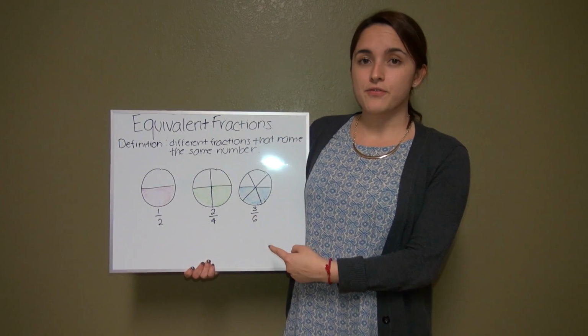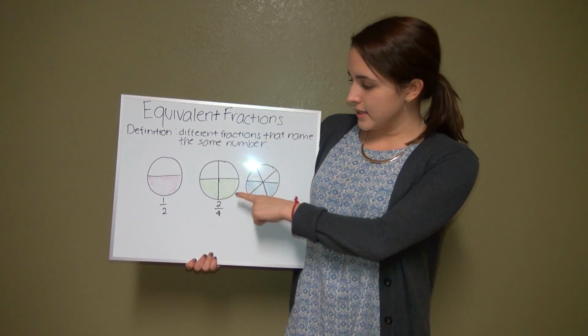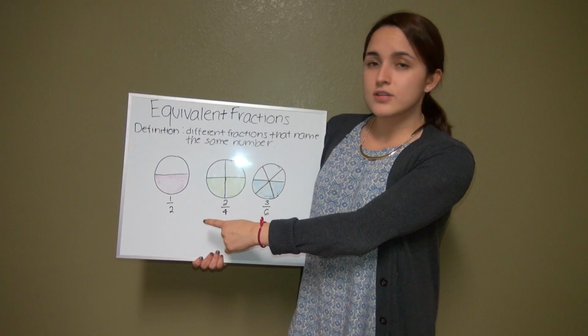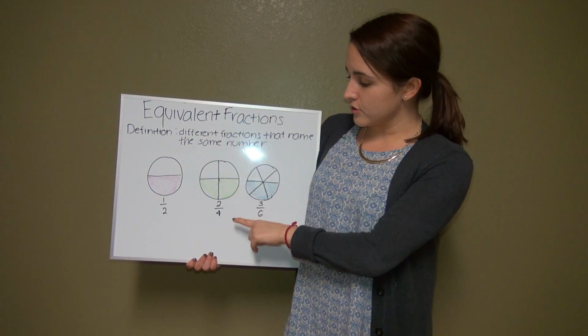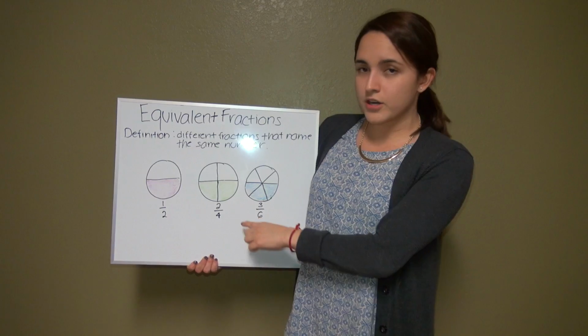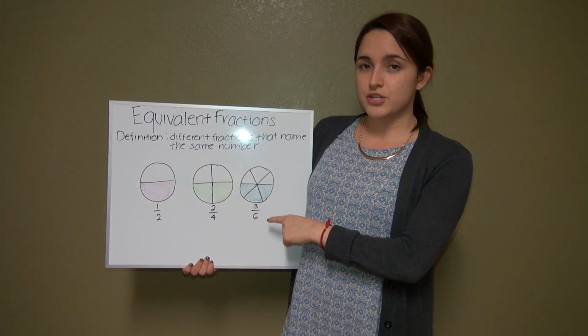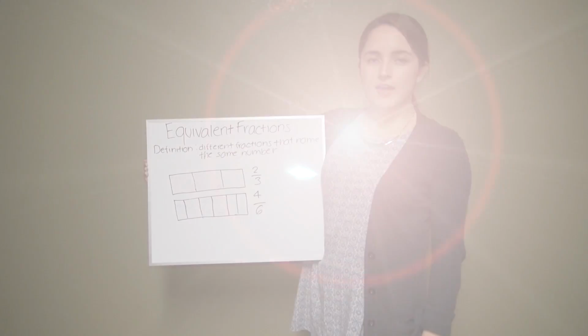You see that they're different fractions, but on the shape you can see that the same amount is actually being shaded. So even though this is 1/2, only half of it is shaded. Right here's 2/4, 2 out of 4 are shaded, and here's 3/6, 3 out of 6 are shaded. They represent the same thing, but they are different fractions.